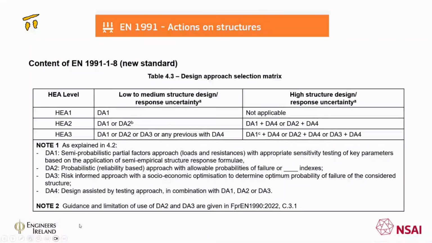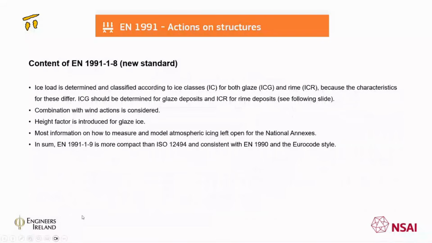Sorry, EN 1991, this should be 19, not 18. Ice load, this is atmospheric ice load. This is again a new standard where ice loads are determined and classified according to ice classes for both glaze and rime, glaze ICG, rime ICR, because these vary.